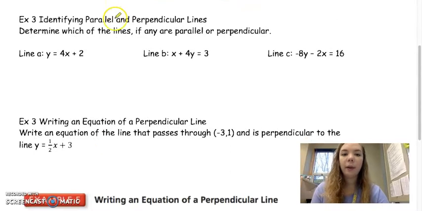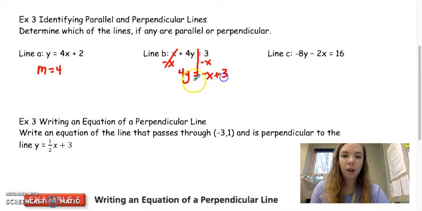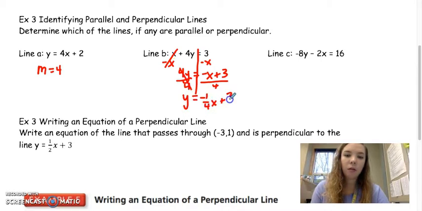All right, identifying parallel and perpendicular lines. So let's just talk about our slope. For line A, our slope is 4. For line B, I'm going to have to do some rearranging. So I'm going to subtract x from both sides. And then I'm going to divide everything by 4. That's going to give me -1/4 x plus 3/4. So my slope is -1/4.